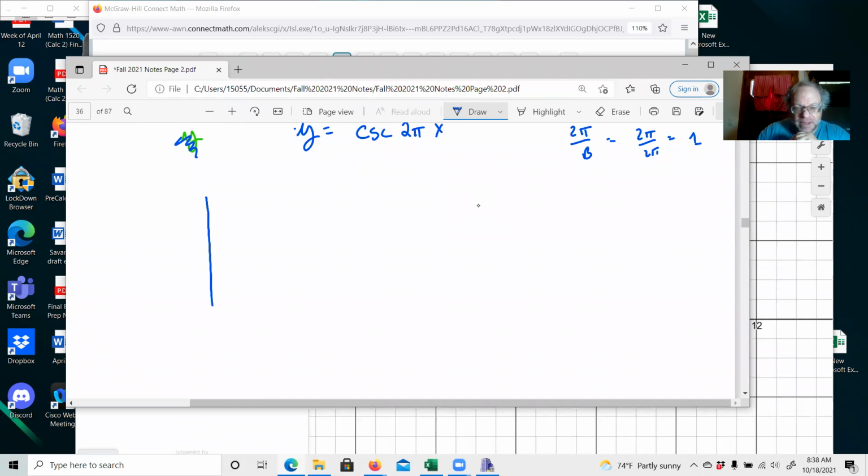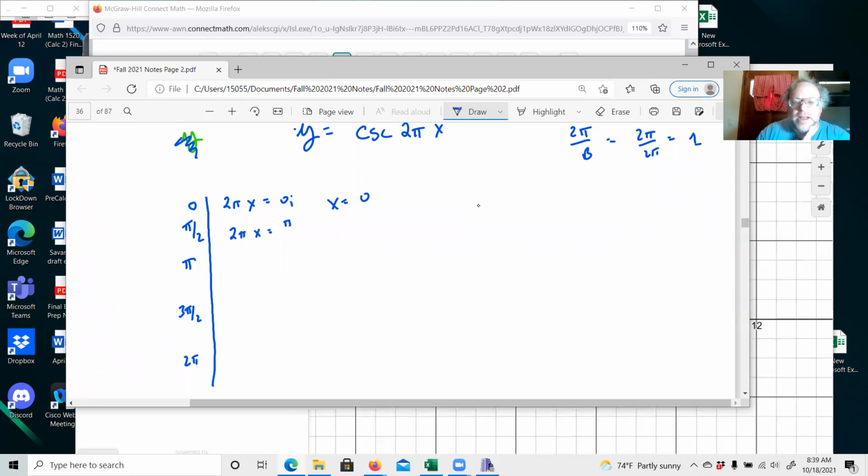So again, I'm just going to write down my usual points here. Okay, we have 0, we have pi over 2, we have pi, 3 pi over 2, and 2 pi. Right? And in each case, we're going to put our 2 pi x equals 0. So x is equal to 0. So no phase shift. 2 pi x equals pi over 2. So we're going to say this is x equals pi over 4 pi. All right, 2 times 2 will be 4, and then it's pi. Pi's cancel, we get 1/4.